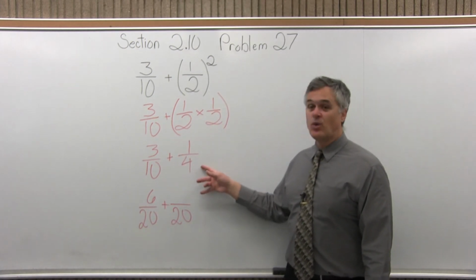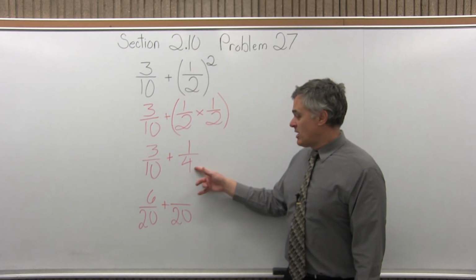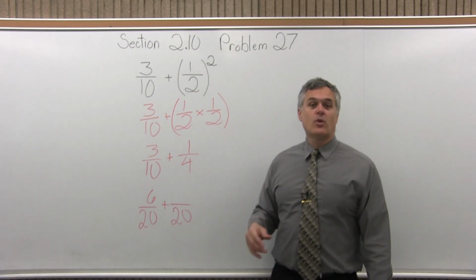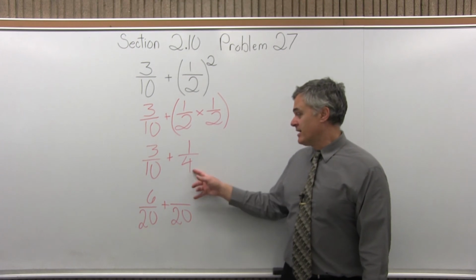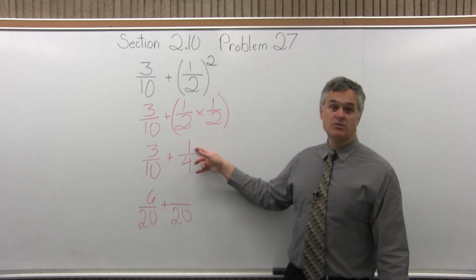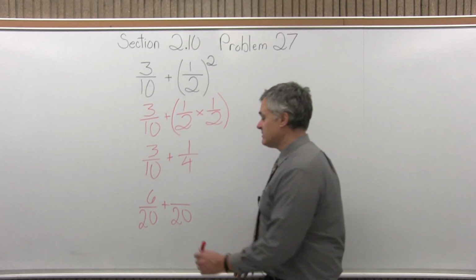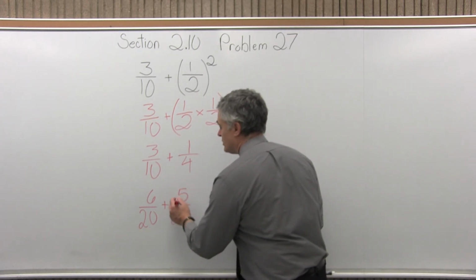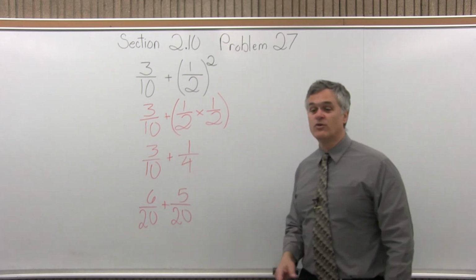Same process with the 1/4. I had a denominator of 4, it became a denominator of 20. How did that happen? I multiplied times 5. 4 times 5 is 20. So the numerator of 1 has to be multiplied times the same value of 5. 1 times 5 is 5. So 5 over 20 is equivalent to 1/4.